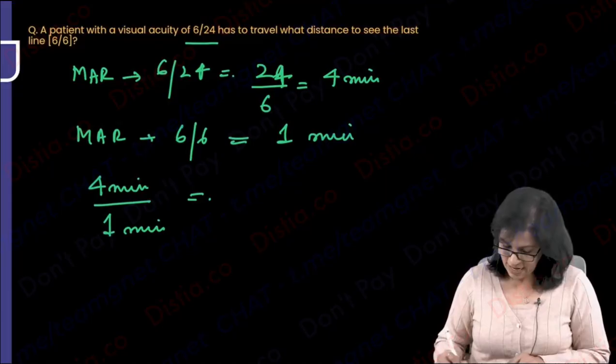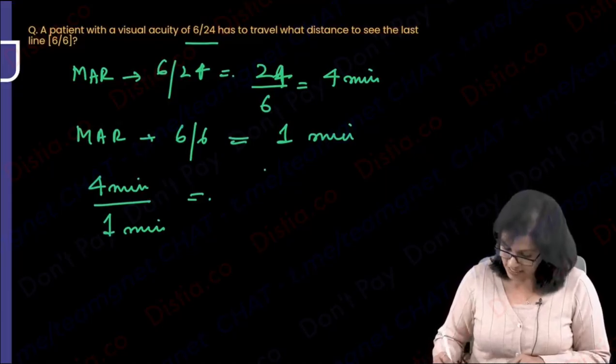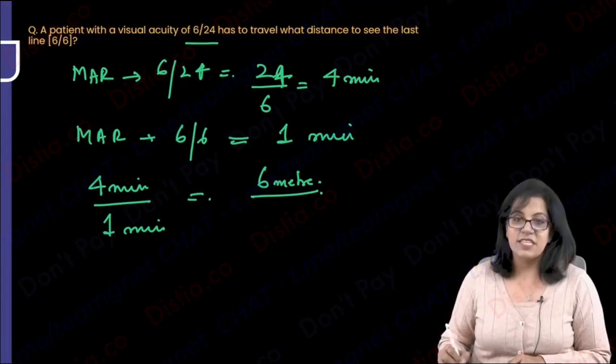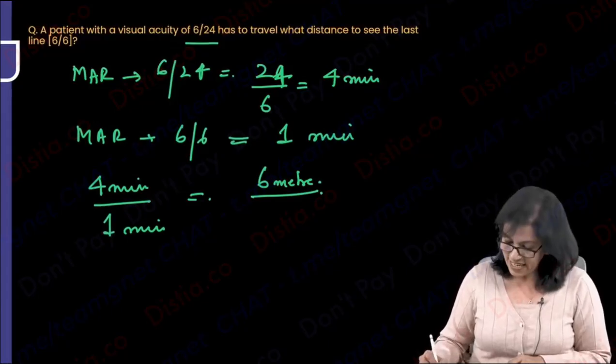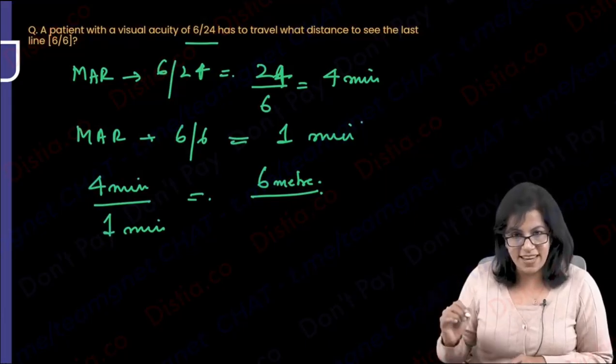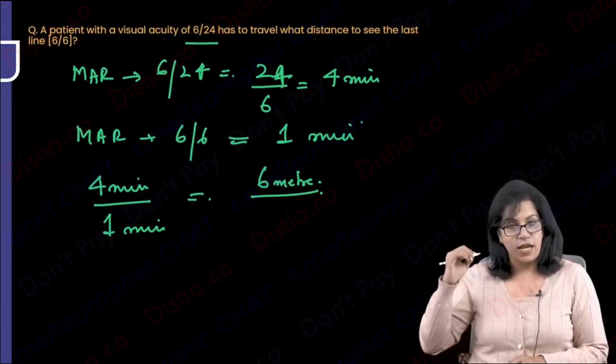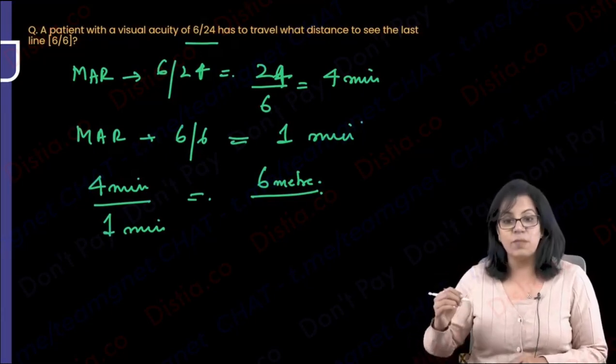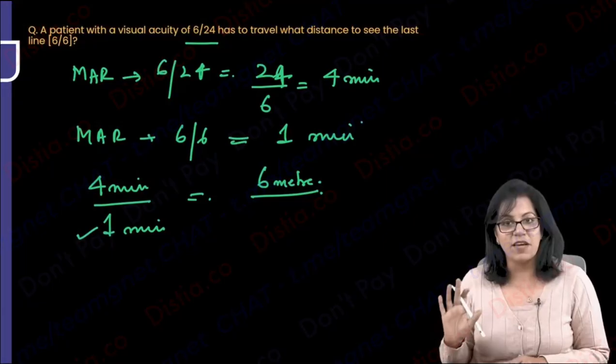what was that? At 6 meter. So at 6 meter, this patient is with a 6 by 24 visual acuity. At 6 meter, the minimum angle of resolution is 4 minutes. We have to find at what distance it will become 1 minute. Are you getting my point?